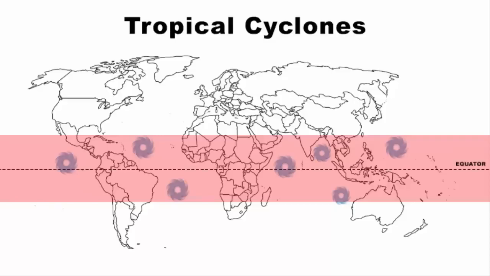It is the region of the Earth near the equator and between the Tropic of Cancer in the northern hemisphere and the Tropic of Capricorn in the southern hemisphere.